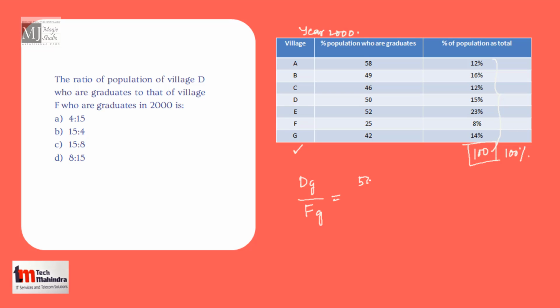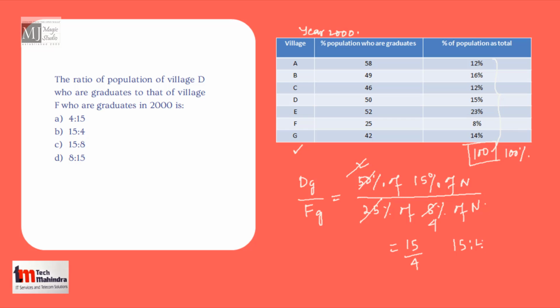Those are 50% of the total, which is 15% of the total population, let it be N. And in F it is 25% of 8% of N. So it is simply 2 and this will be 4. That will give me 15 by 4. The ratio would be 15:4. Yes, we have this in option B. Answer.